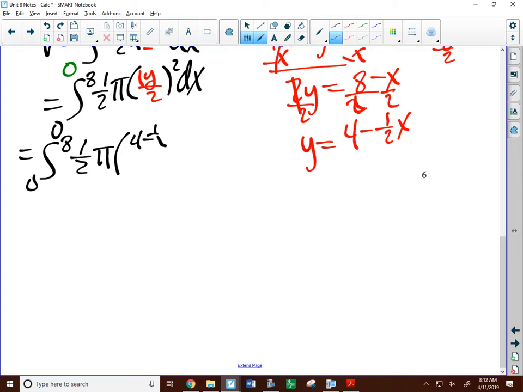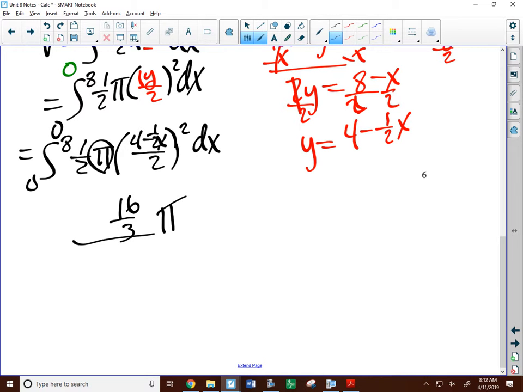So I'm putting in 4 minus half x for y. Yeah, so I put that in for y, and that's what I put in my calculator. Again, I leave out pi in the calculator part. Well, what I entered, the rest, 10, I get 16 thirds.